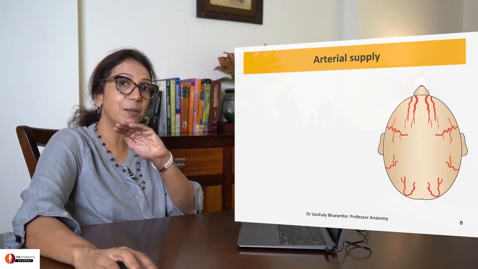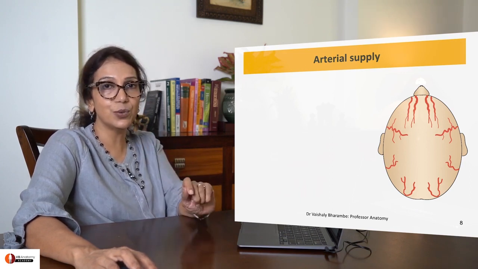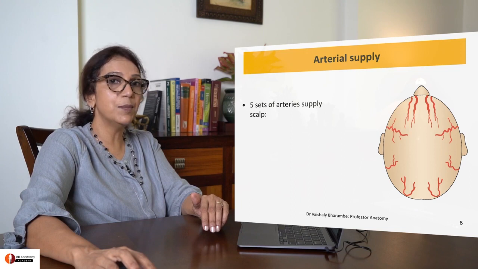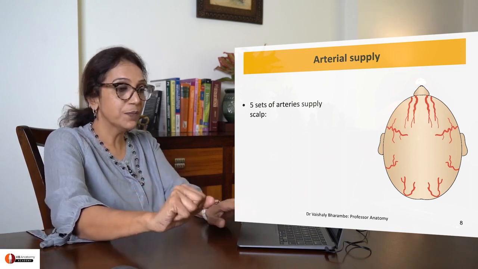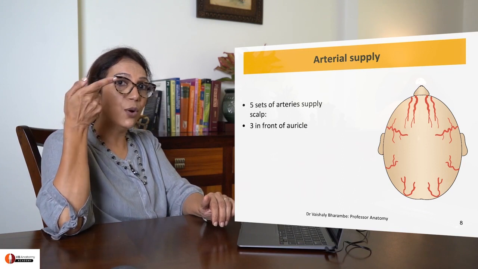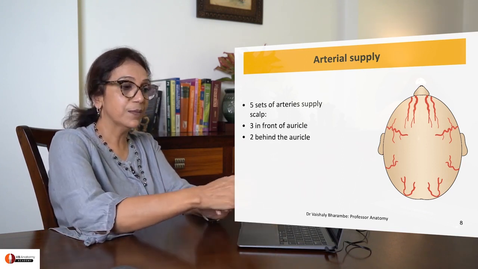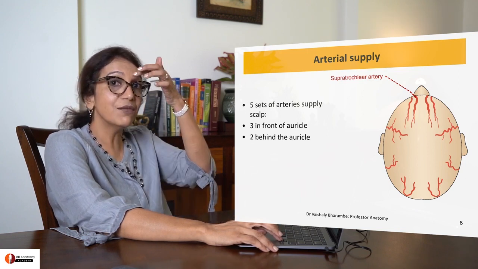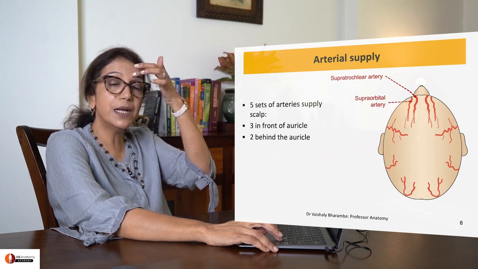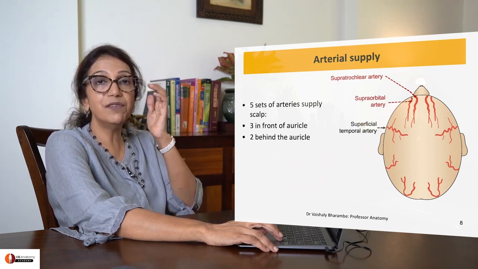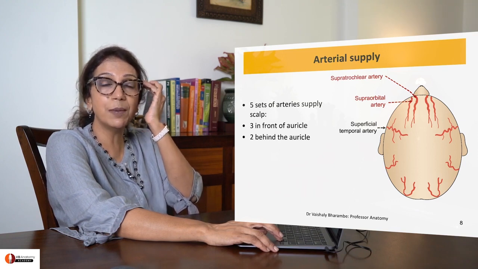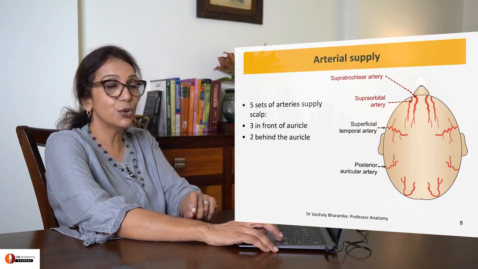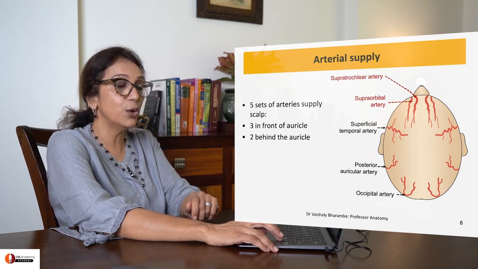Remember, arterial supply will be in which layer? It will be in the connective tissue layer where there is a dense network of blood vessels. But the arteries supplying scalp are basically 5 arteries. Okay? 3 are in front of your auricle, 2 are behind your auricle. Take a look. This artery is the supratrochlear artery somewhere here. Next is the supraorbital artery somewhere here. This is the superficial temporal. Just keep your hand on the side of your temporal region. I can feel my superficial temporal pulsating. Behind the ear is your posterior auricular artery and behind that the occipital artery.